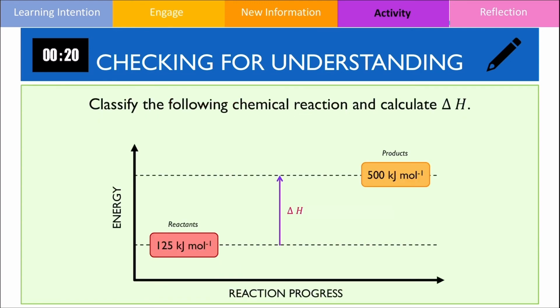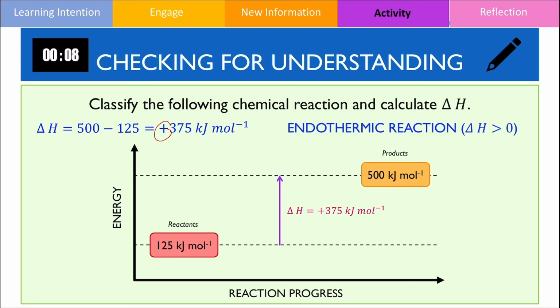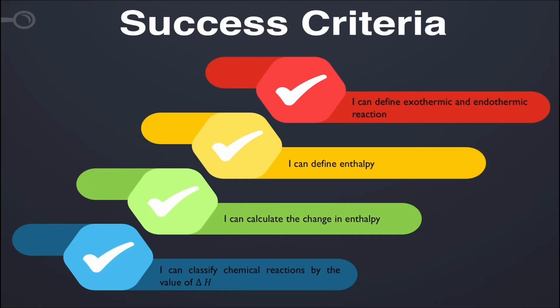For the last question, classify the chemical reaction and calculate the change in enthalpy given the enthalpies of the reactants and products. To start off this question, find the difference in the enthalpies of the products and reactants. This will give me an answer of positive 375 kilojoules per mole, and because it takes on a positive value, this means that the overall reaction is endothermic. By now, you should be able to meet all the success criteria in this video.